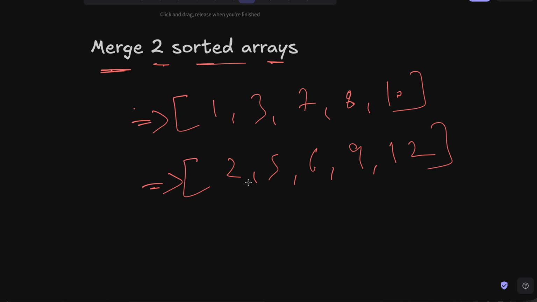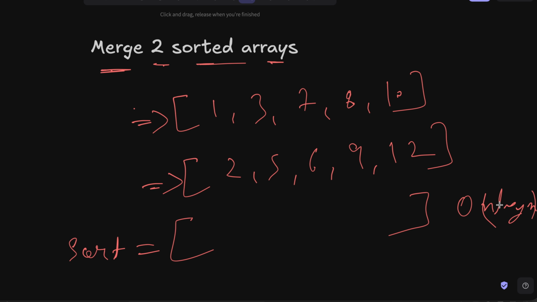The brute force way is to just combine these two arrays into a single array, and then simply apply the sort function on that array. And that will cause what? That will have order of n log n time complexity, which is too much for this kind of problem. We can actually do better. We can do it in order of n.